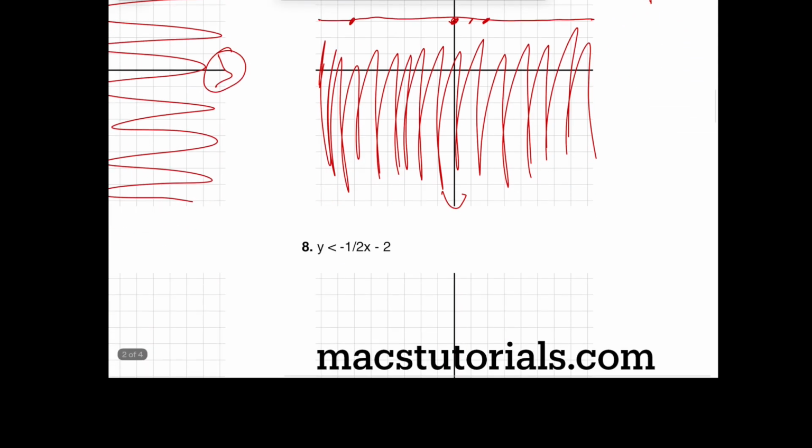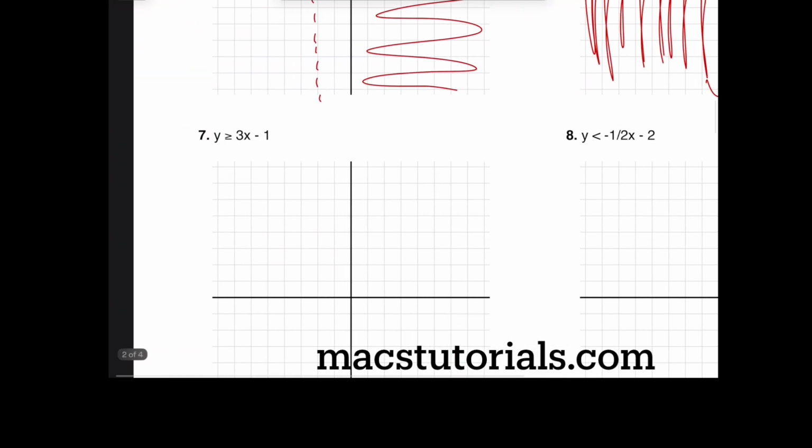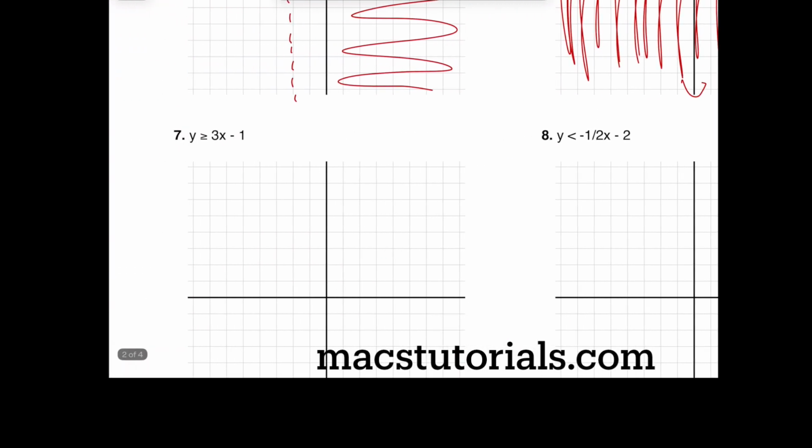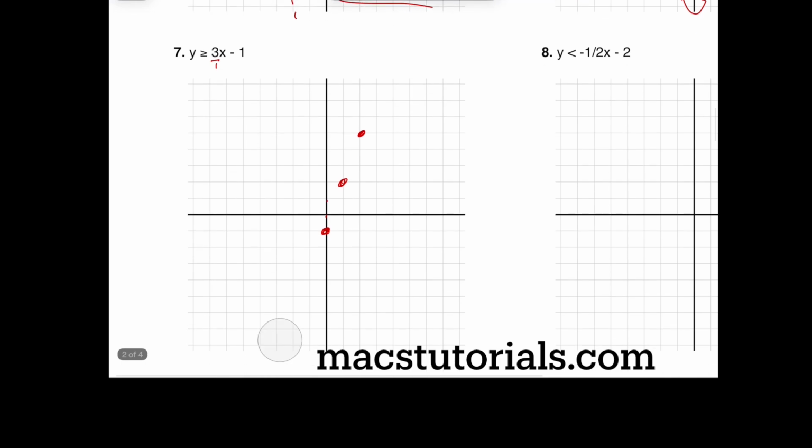Okay, there's number 6. I got 2 more for you here. Right here, we're going to just do this, y equals mx plus b. We're going to start at negative 1. We're going to do a slope of 3 over 1. Up 3 over 1. Up 3 over 1. And we are going to do a solid line because of that equal sign.